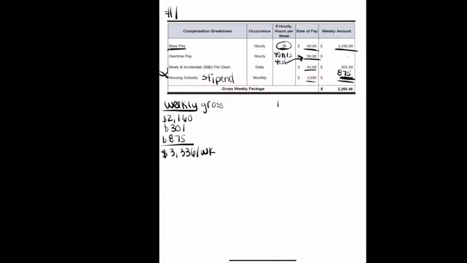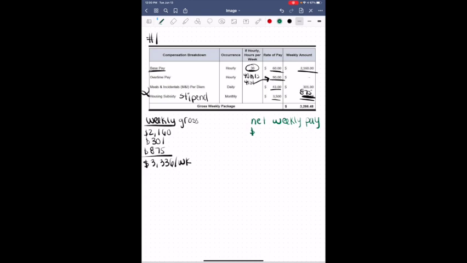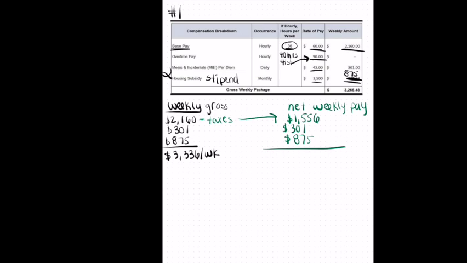So now let's do net pay here. Net weekly pay. So we have $1,556. Here we would be minusing the taxes to get that. And then we just move over the stipend amount for the housing and the meals. So you will actually be getting $2,732 per week. Roughly, maybe you can subtract off $100 more for insurance or if you're going to do 401k, but this kind of gives you a better estimate.